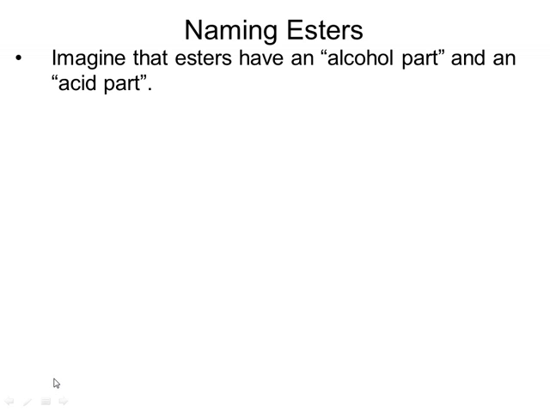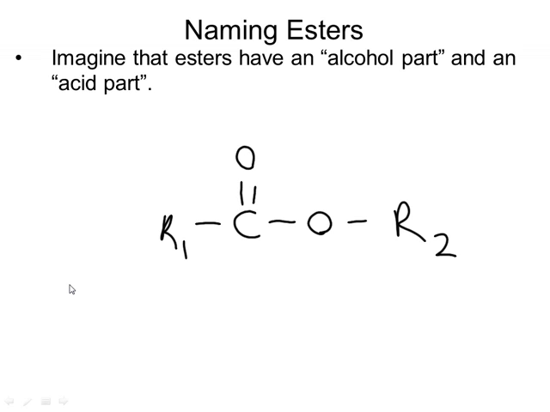In order to name an ester properly, we have to imagine that it has an alcohol part and an acid part. Just doing the generic form here, R2, R1, this right here, and in fact, this is what your book says. Your book says acid part. I'm going to say a carboxylate ion part. So imagine breaking it right here.